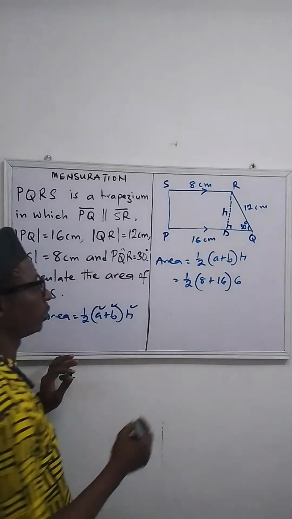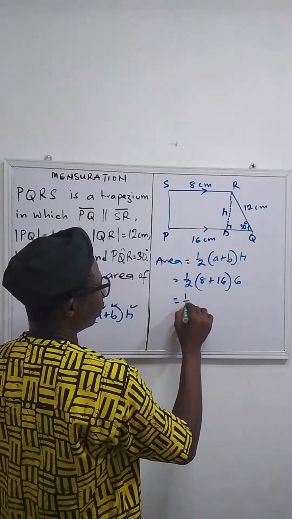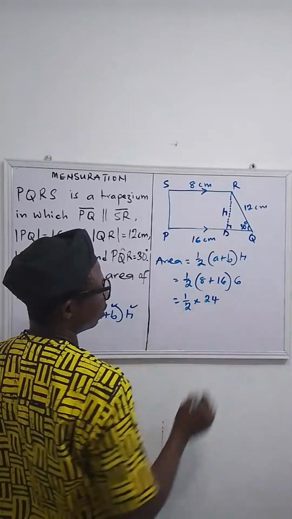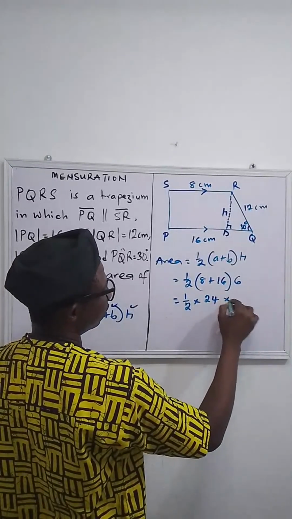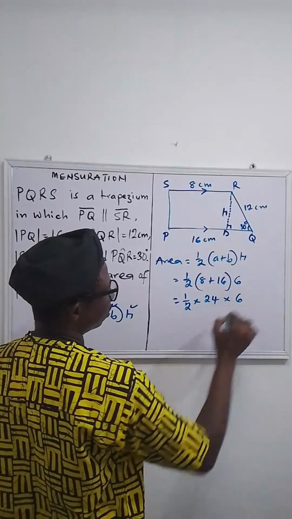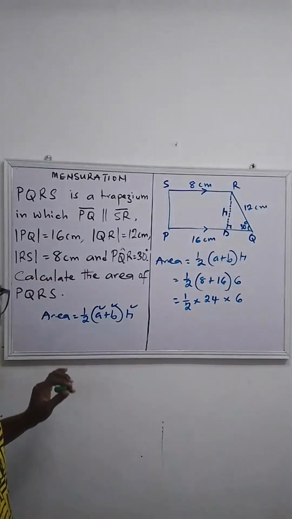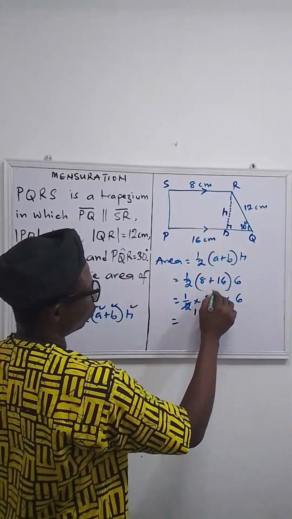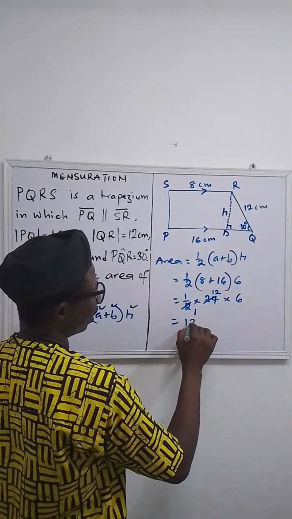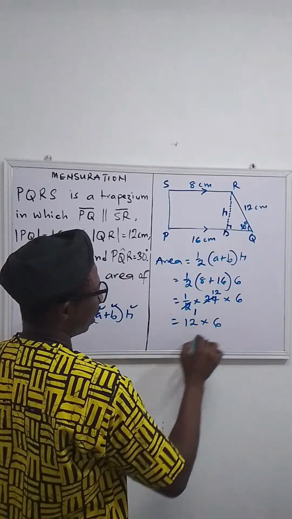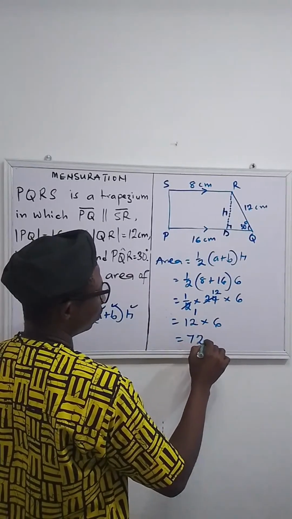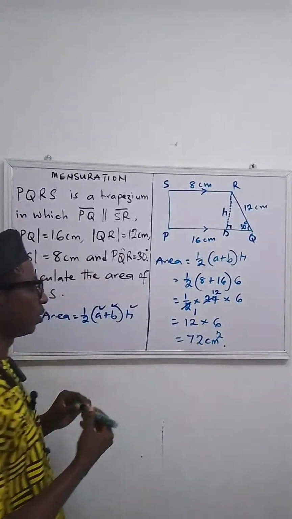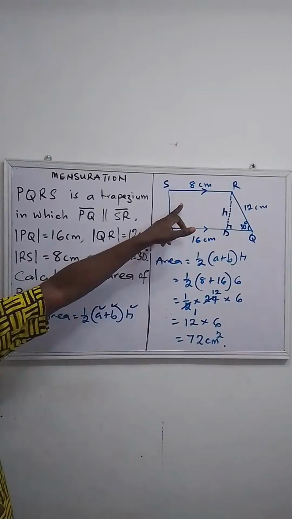Okay, so now we have 1 over 2 times, now let's add this and this together. We have 24, right? So times 6. Okay, so now 2 goes here 1, 2 goes here is 12. So we have 12 times 6, and that gives us what? 72 centimeters square. So this is the area of the trapezium we have here.